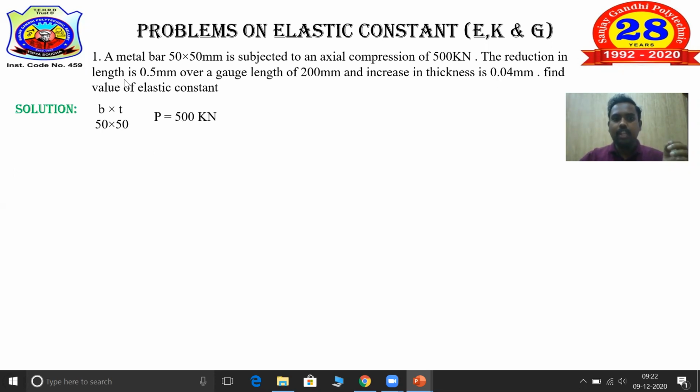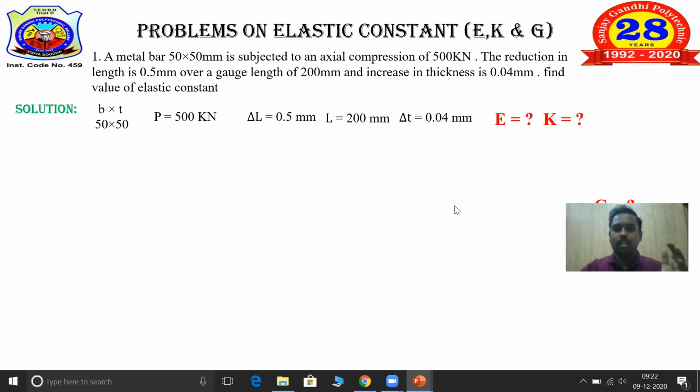Next, the reduction in length is 0.5 mm. Any change in length is taken as delta L, so delta L is 0.5 mm. The gauge length is L equals 200 mm. And any increase or decrease in thickness is taken as delta T, so delta T equals 0.04 mm. He has asked us to find the value of elastic constants, that is E equals question mark, K equals question mark, and G equals question mark. It's one of the very important questions on elastic constants, students.